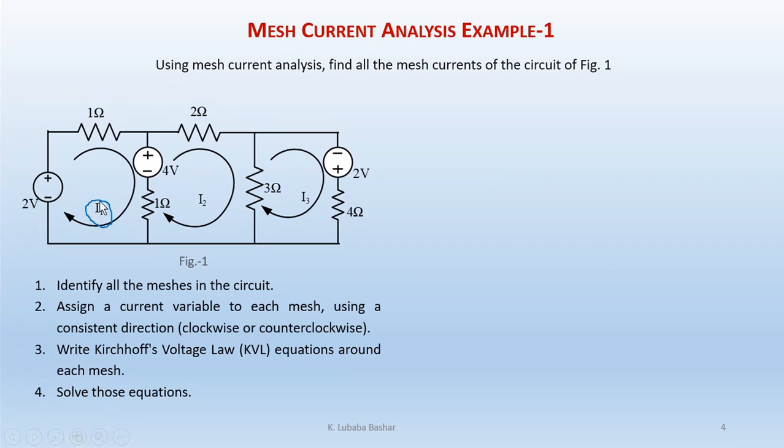We can say that only I1 is flowing through 2 volt voltage source and 1 ohm resistor. There is no interference of any other mesh currents upon these 2 elements. But 4 voltage source and this 1 ohm resistor, these 2 elements are common terminals between mesh 1 and mesh 2. These 2 elements are common and we cannot say that only I1 or only I2 is flowing through them. Actually, there is a combination of the current I1 and I2 that is flowing through these 2 elements. Okay.